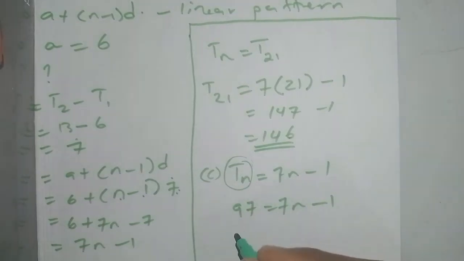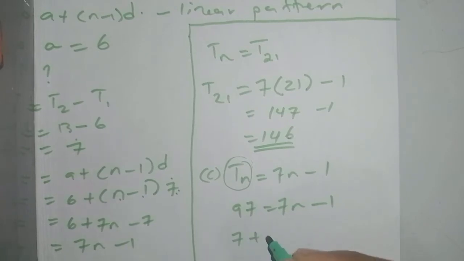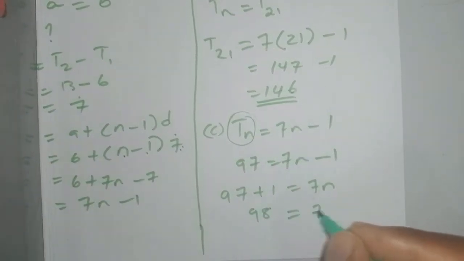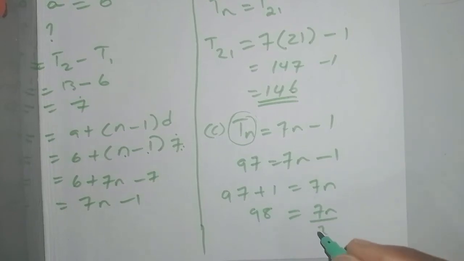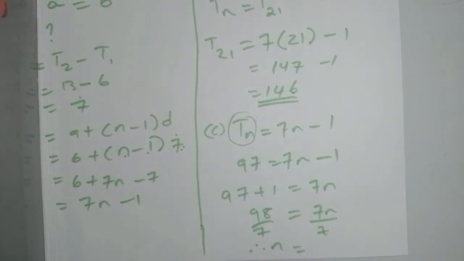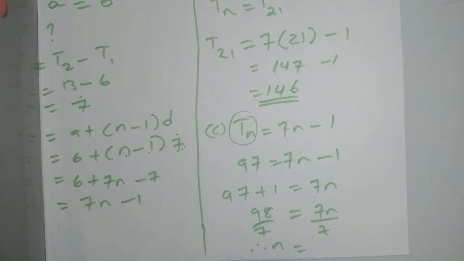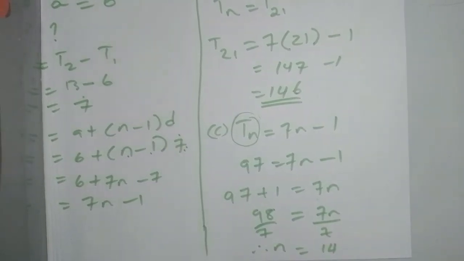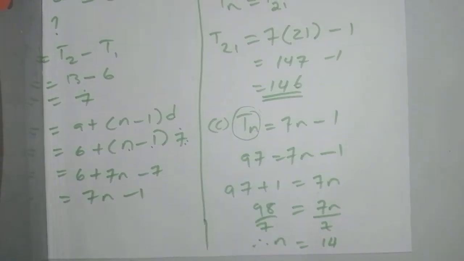Take this to the other side. I'm gonna have 97 plus 1 equals 7n, then this will give me 98 equals 7n. Then divide by 7, therefore n is equal to 98 divided by 7, which is equal to 14. There, you see, my value of n is positive and it is not in decimals.